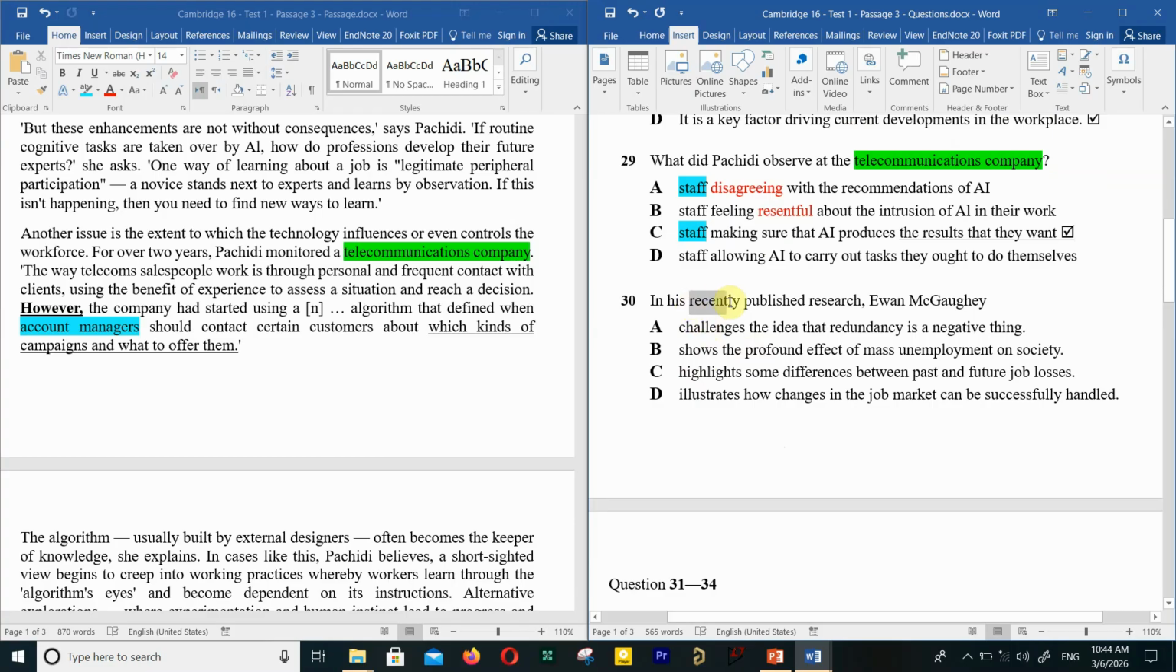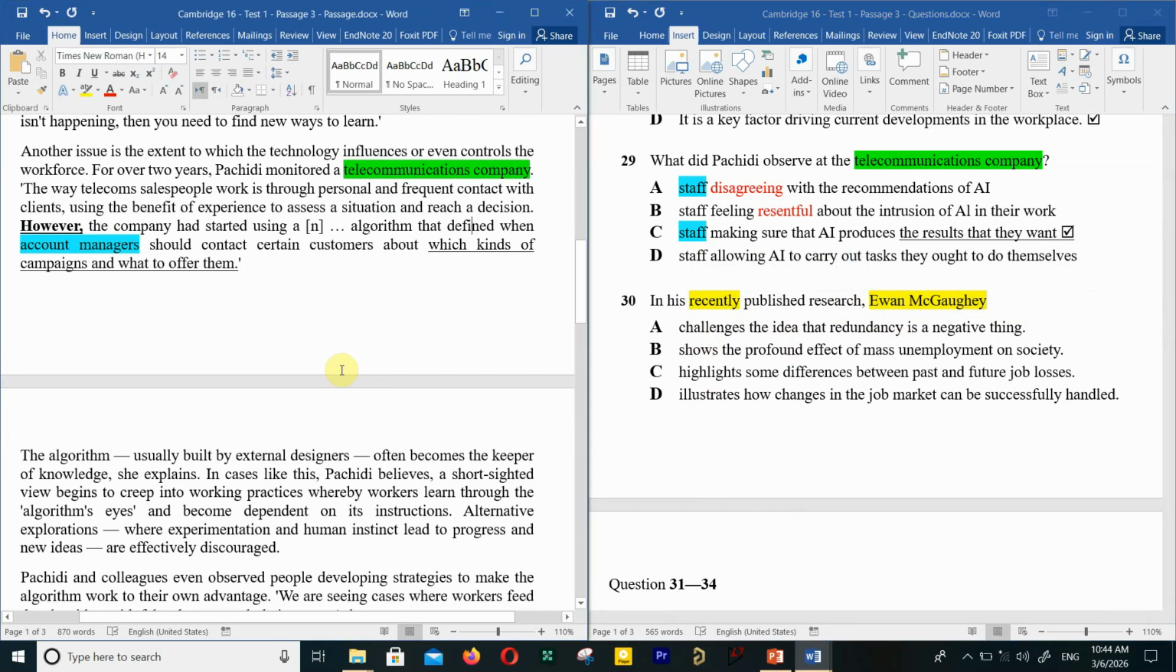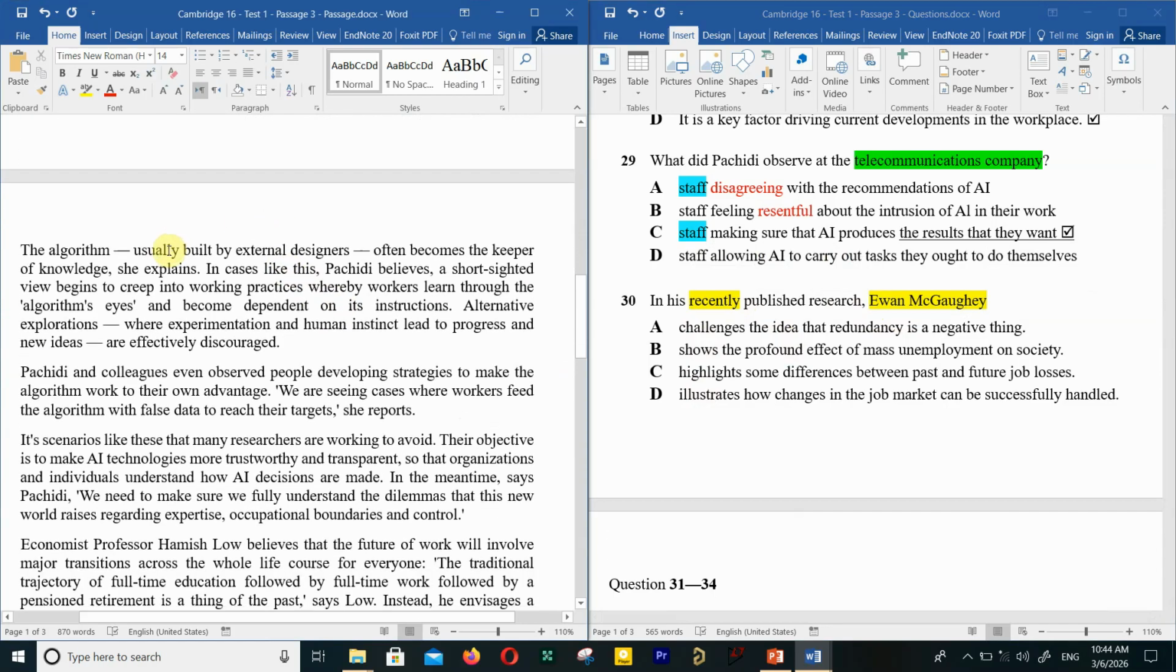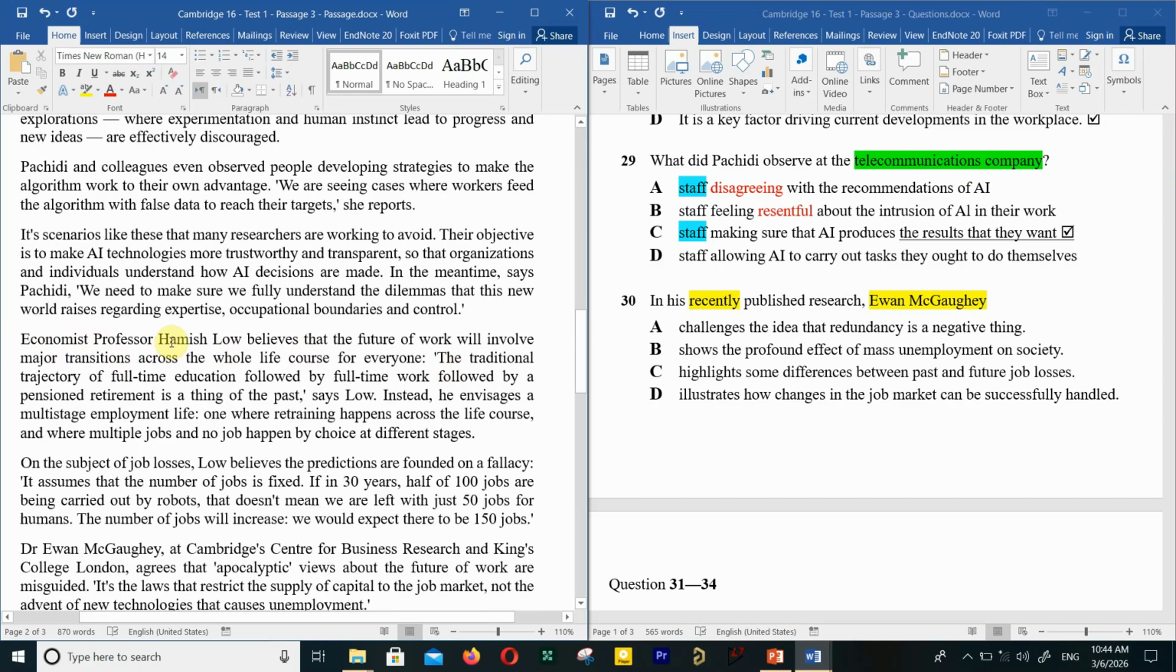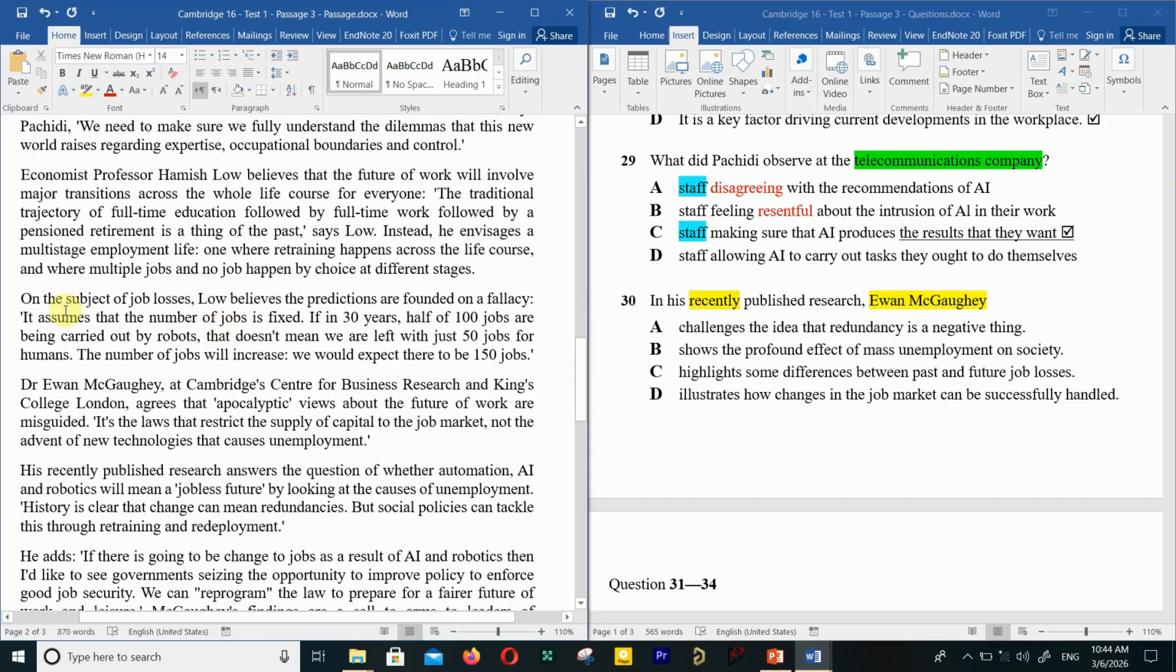In his recently published research, Ivan McGoogie, if I read it right. So, first you have to go through Ivan McGoogie and then find recently. This is the only technique that you can apply in here. So, this is in capital letters, Ivan. Just look for Ivan. Ivan in capital. Economist Professor Hamish, not this one. Ivan. Here it is.